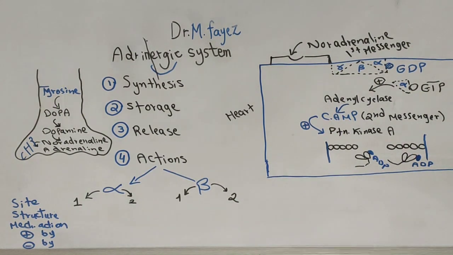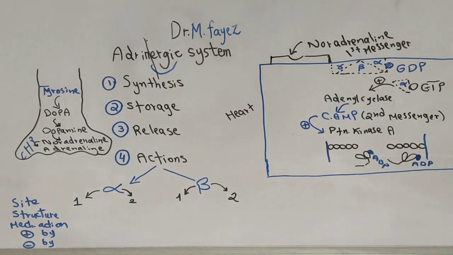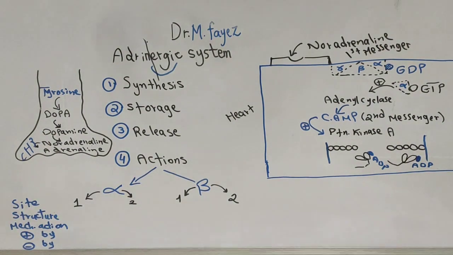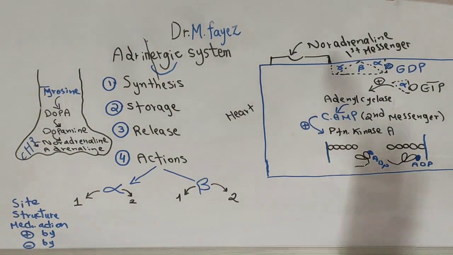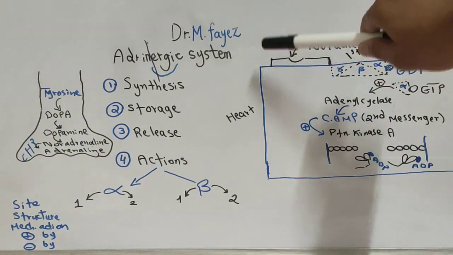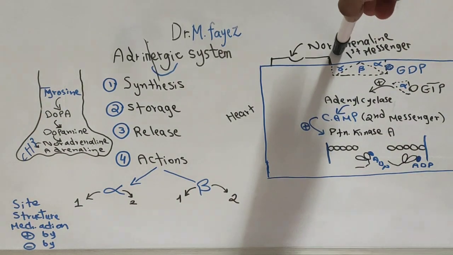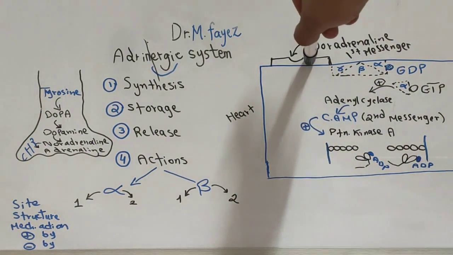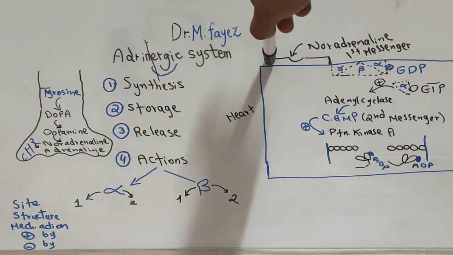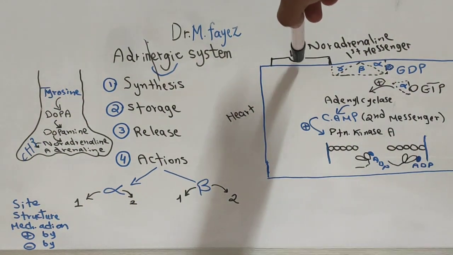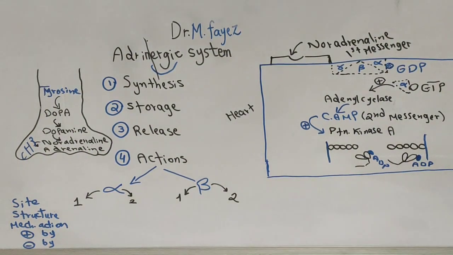So doctor, after release of the chemical transmitter, we need actions. The action of any transmitter depends on binding to a receptor. I told you before, any chemical transmitter is a key and the receptor acts as a lock. Noradrenaline is the first messenger which binds to the receptor drawn in this black rectangle, and here is the active binding site which it will bind to.